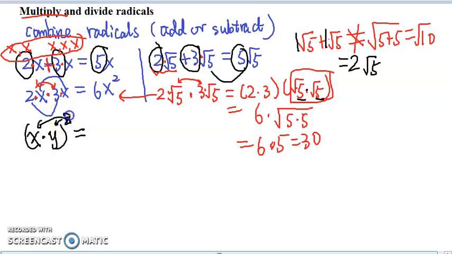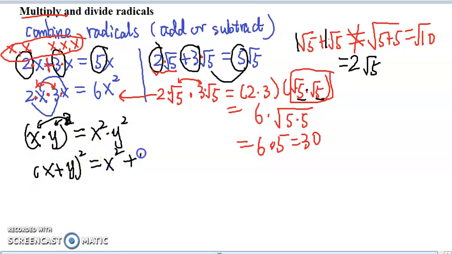Let's just make it easier and do a square. We can get x squared times y squared. But if it's plus, if we have x plus y, squared, we cannot get x squared plus y squared for addition or subtraction. So this is wrong, but this is correct. When you distribute an exponent, it has to be multiplication, or division also works, but not addition or subtraction.